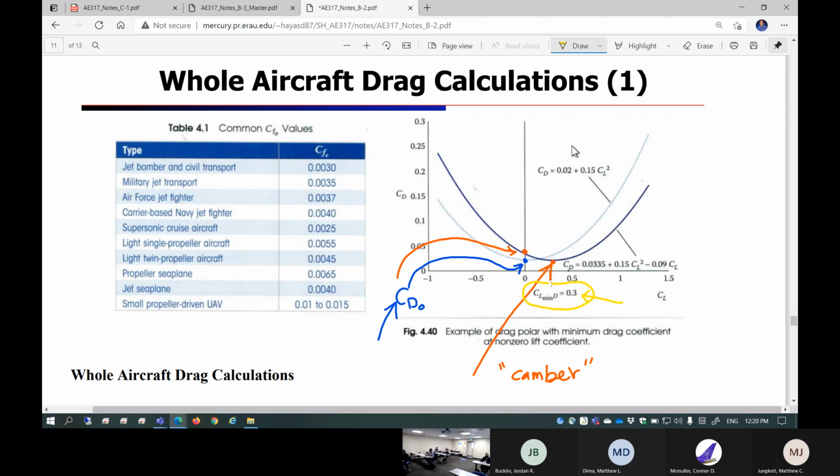By the way, endurance and range are different. I'm always confused by it. That's one of the reasons why I didn't understand flight mechanics when I took this class as an undergraduate student.